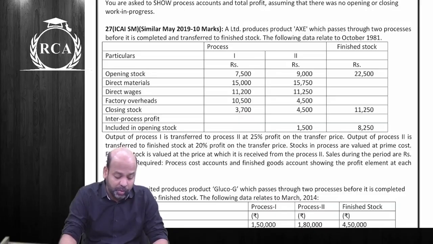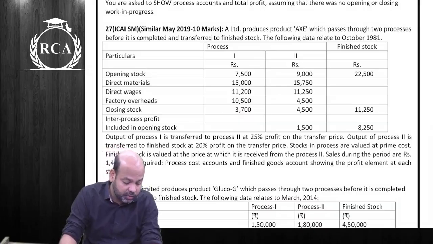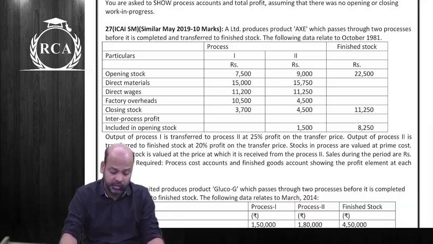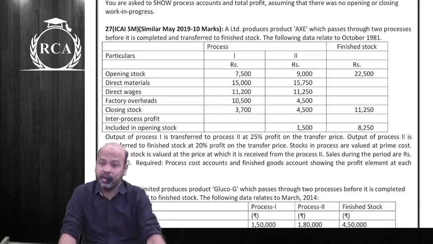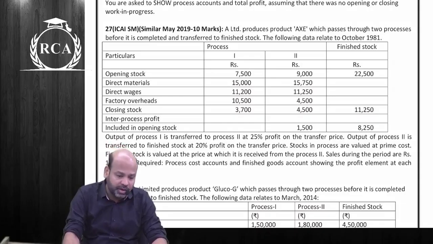See, the whole problem of transferring inventory from one process to another at cost plus profit markup is that if the inventory is lying unsold with the other process, there is profit booked by one department which is still included in the inventory of the other department. The organization as a whole did not make any profit.